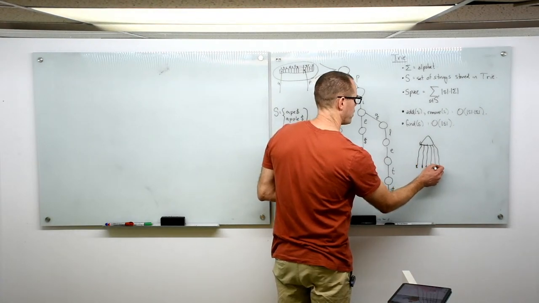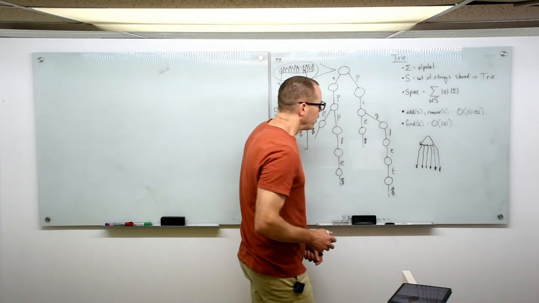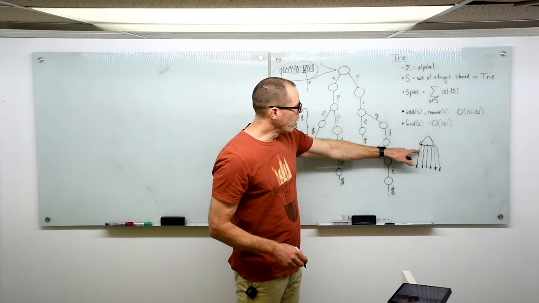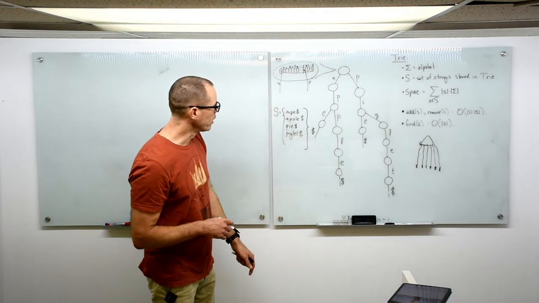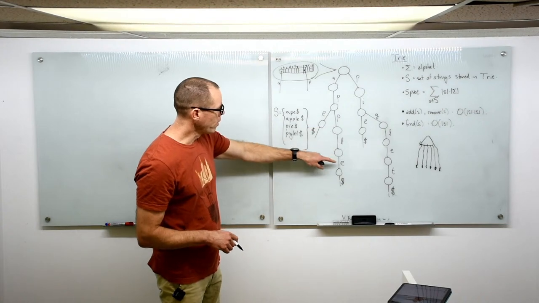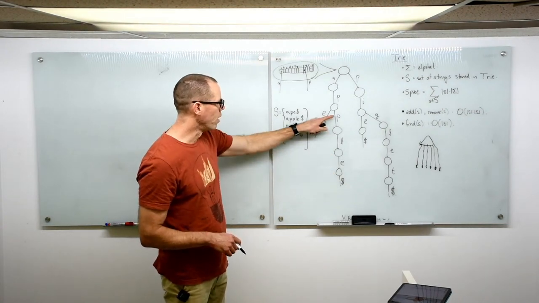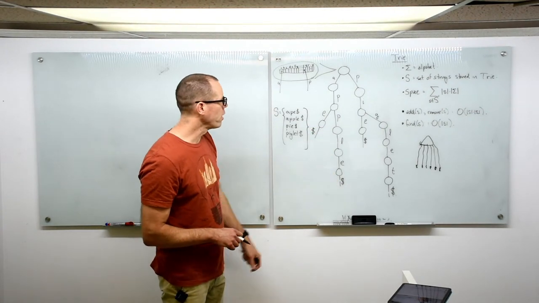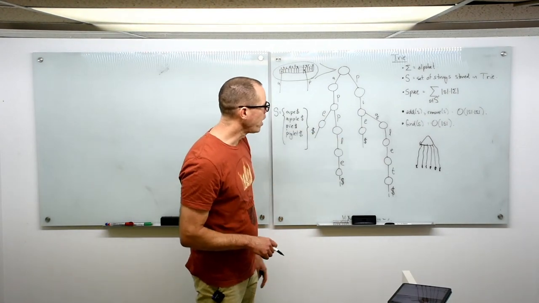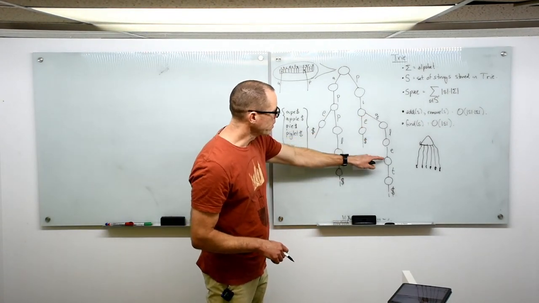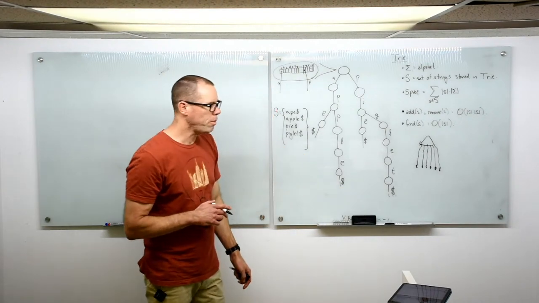And you get this jellyfish looking thing where almost every node really just belongs to one string. So for example, in this picture, this node, and this node, they really only belong to apple. They're not used by any other strings. This node only belongs to ape. This one only belongs to pie. And this one, and this one only belong to piglet.